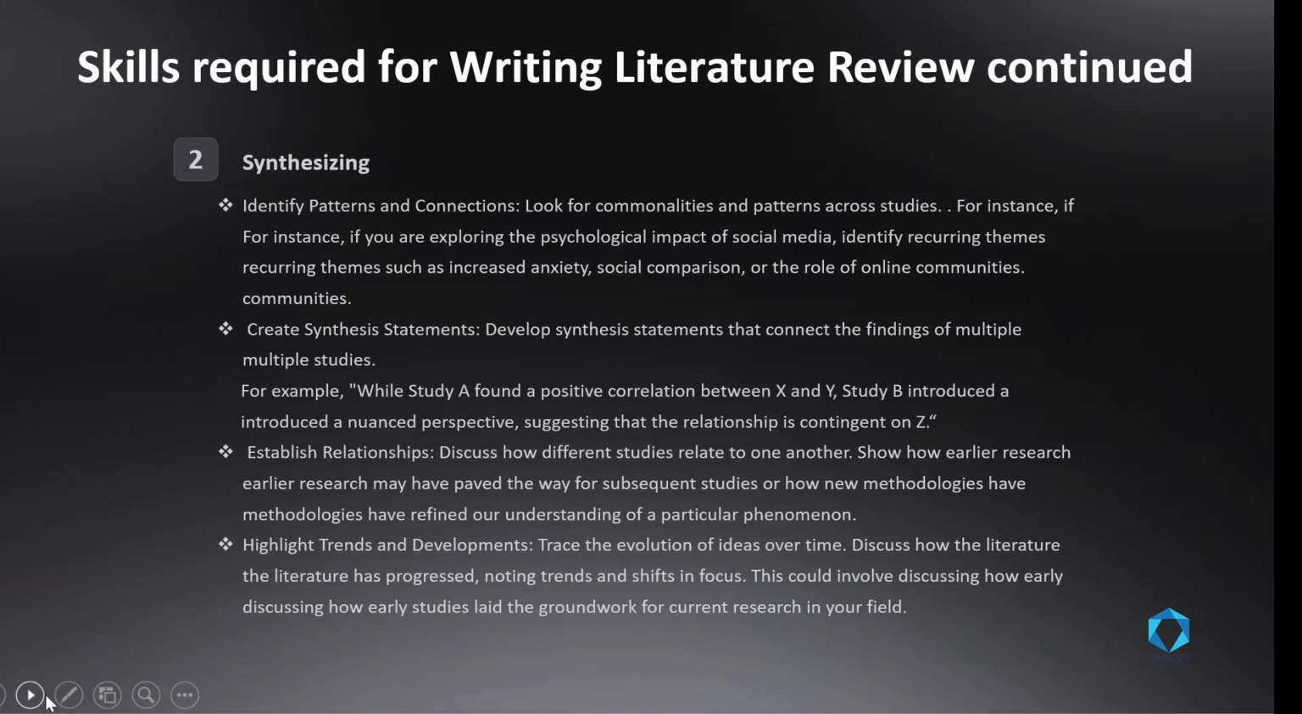That is what we are calling synthesizing, establishing relationships: how different studies relate to one another. Show how earlier research may have paved the way to subsequent research, or how new methodologies have refined our understanding of a particular phenomenon. Then also highlight trends and development. Trace the evolution of ideas over time. Discuss how the literature has progressed, noting the trends and the shifts in focus. Okay, this one will help you discuss how early studies laid a groundwork for the current research in your field.